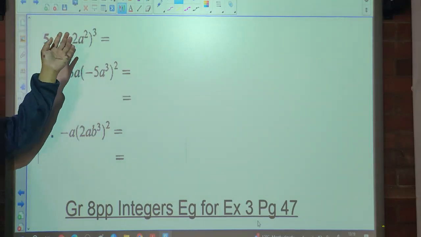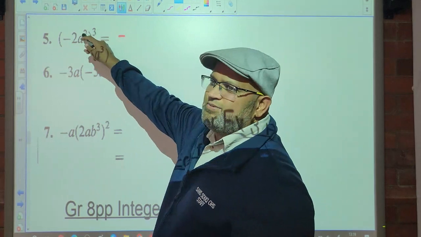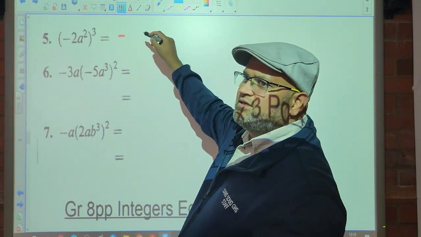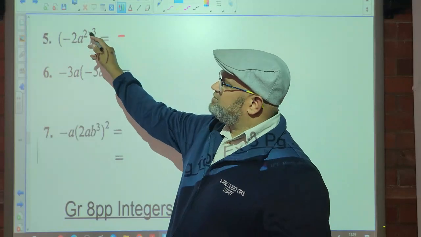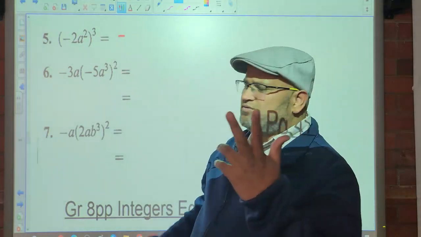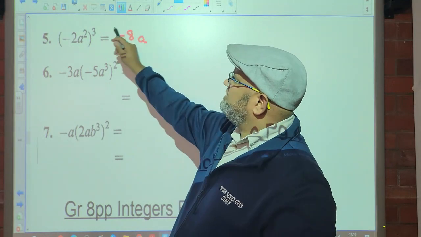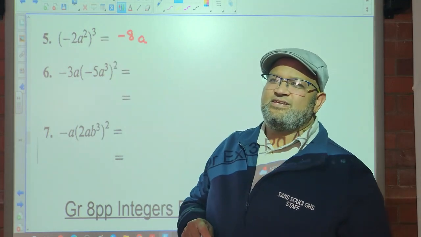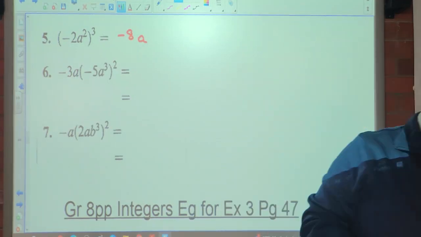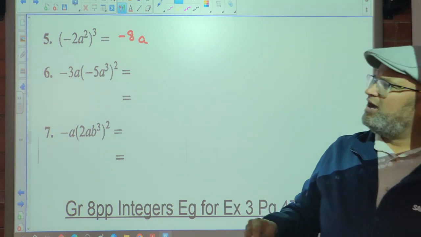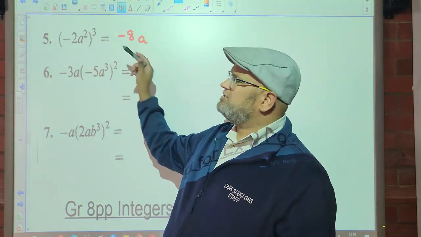So negative to an odd exponent will always be negative. 2 cubed is what? 2 cubed is 2 times 2 is 4 times 2, 8. A to the exponent? 5 or 6? 6. Why? If we have a base raised to the higher exponent, we multiply the exponent. It will be A6.